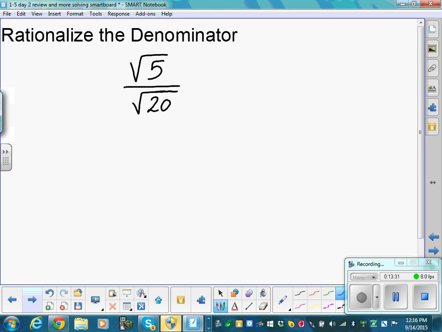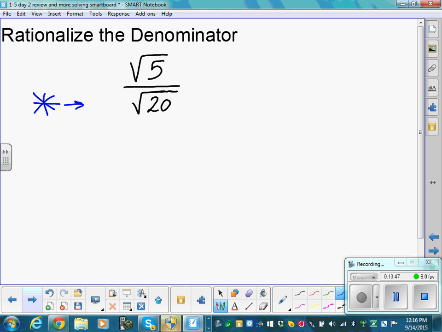All right, rationalizing the denominator. So remember, the reason we learned to rationalize the denominator is because if you ever get an answer with a root of any kind in the denominator of a fraction, meaning bottom, you've got to fix it because it's considered not in the most simplified form.